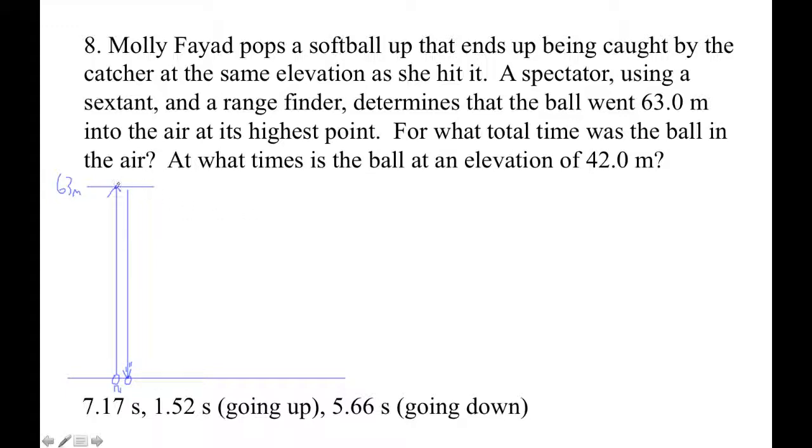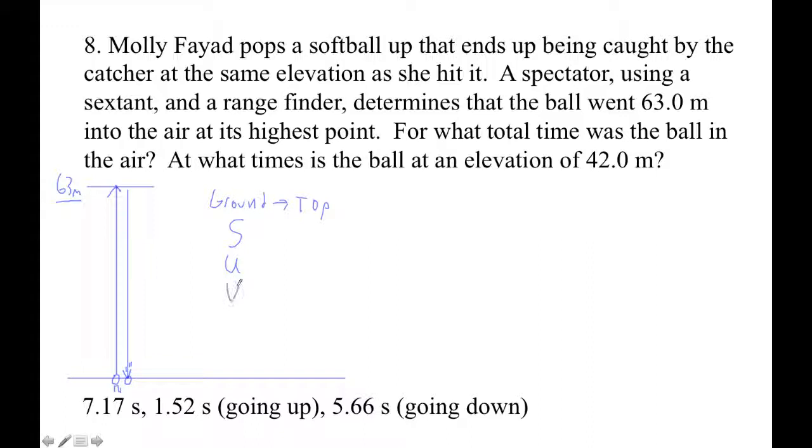Now what I'm going to do is solve this from the ground to the top. If I solve the time for the ground to the top, let's say it takes 2 seconds to get up there, it's going to take 2 more seconds to get back down, and so it'll be 4 seconds. I'm just going to take that time, ground to the top, times 2, and that'll be the total time it's in the air. The reason I'm going from ground to the top is that I have to use the 63 meters.